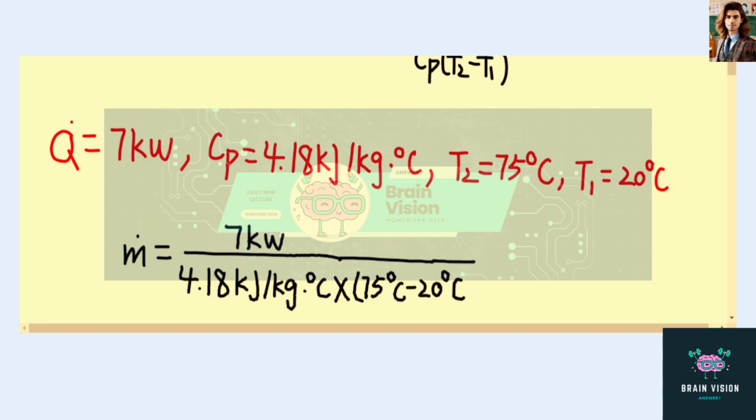And this will give us the mass flow rate of the water, which is about 0.0304 kilogram per second. And this is the answer for this question.